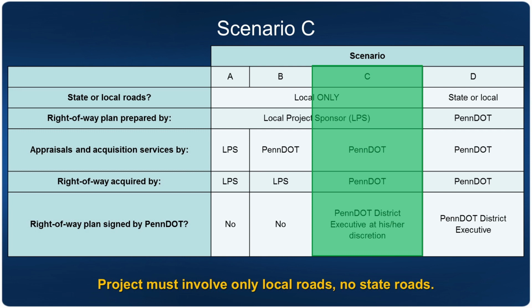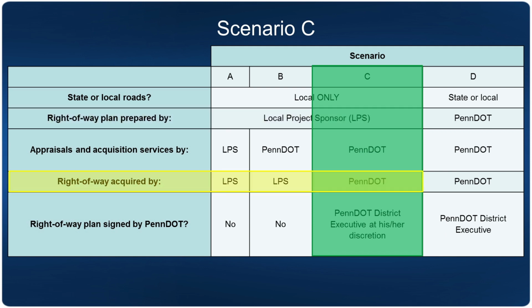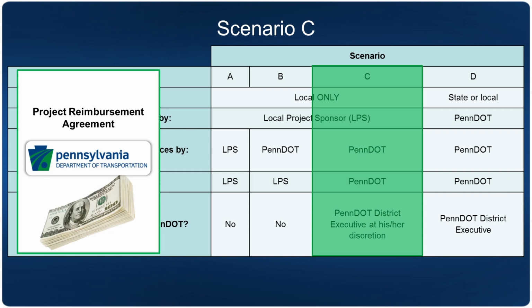Scenario C. Project must involve only local roads, no state roads. The local project sponsor is preparing the right-of-way plan, but the PennDOT right-of-way unit or pre-approved consultant is acquiring the right-of-way on behalf of the local project sponsor. PennDOT will then be reimbursed under the local project sponsor reimbursement agreement.